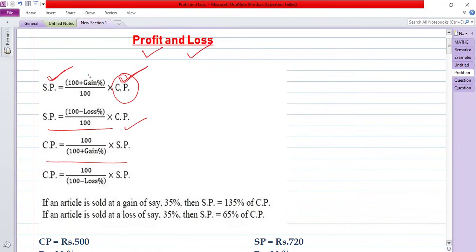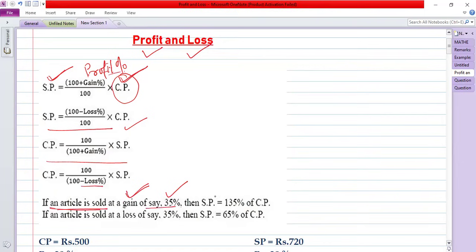Here we have gain percent or profit percent, and here we have loss percent. Now, what is the meaning of these formulas? Suppose there is a gain or profit of 35% by selling an article.